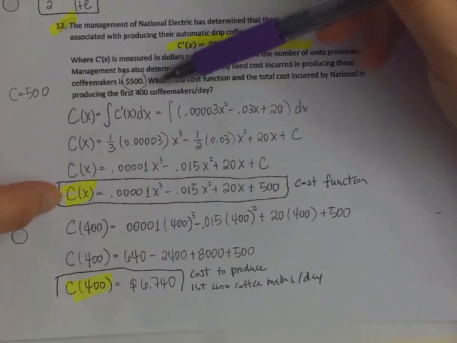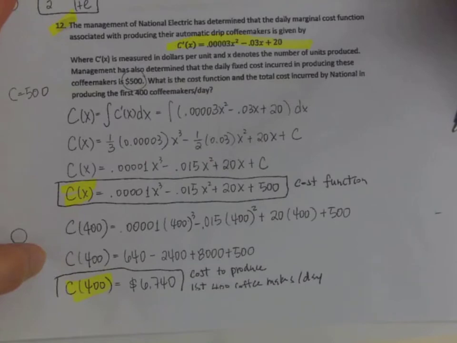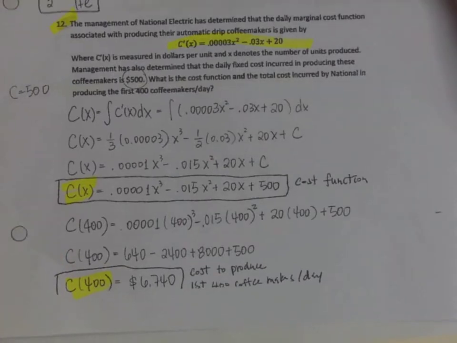And then they want to know 400 units, so you just plug in 400 to your cost function to find how much it's going to cost to produce 400 units per day. So you may have a question like that.